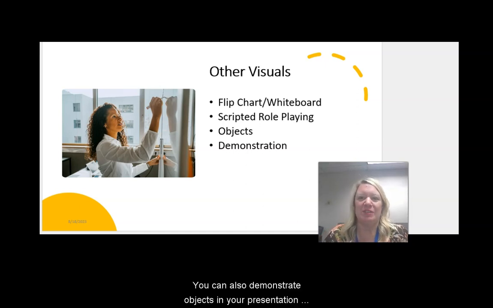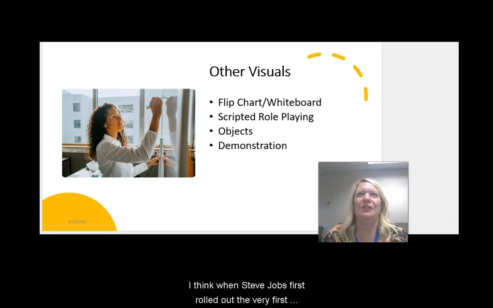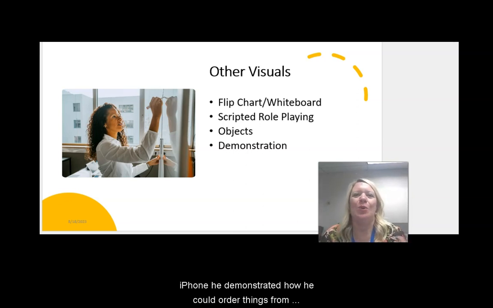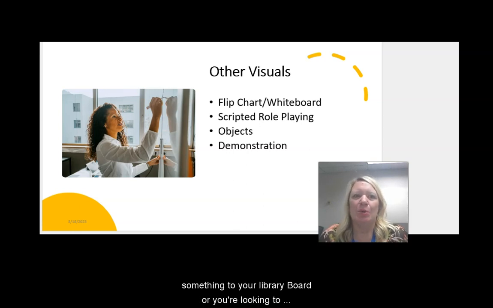You can also demonstrate objects in your presentation, and demonstrations are great. I think when Steve Jobs first rolled out the very first iPhone, he demonstrated how he could order things from his phone. And so he ordered like 200 coffees from Starbucks for his audience. While that might not be practical, think of if you are presenting something to your library board, or you're looking to advocate maybe for more equipment or more technology. Could there be a demonstration that you do that shows the value of that product?